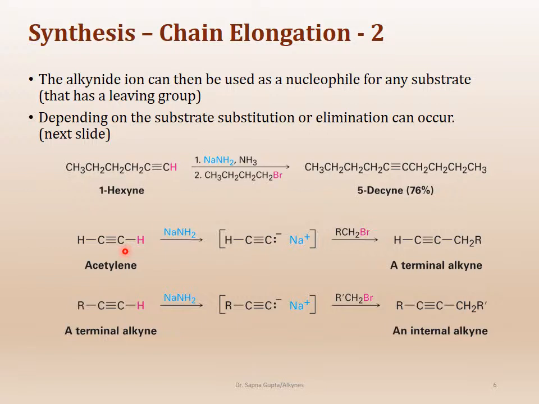All right, so you can do this a step at a time. You substitute one hydrogen at one time, and then you take the product of that and you remove the second acidic hydrogen and then treat that with another substrate to get this kind of an internal alkyne. So one step at a time. Now let's come back to what kind of substrate you have. Here the substrate was a primary substrate, no problem.